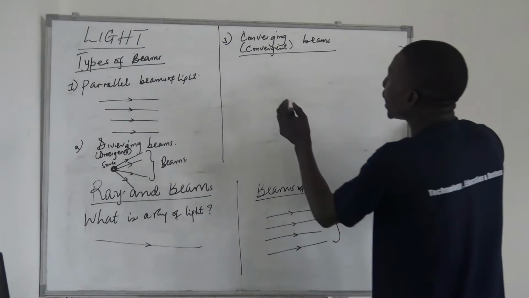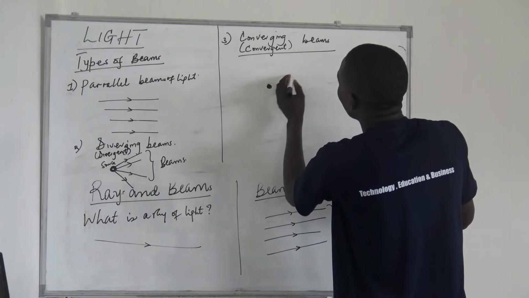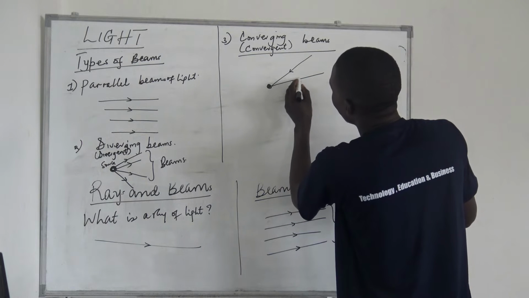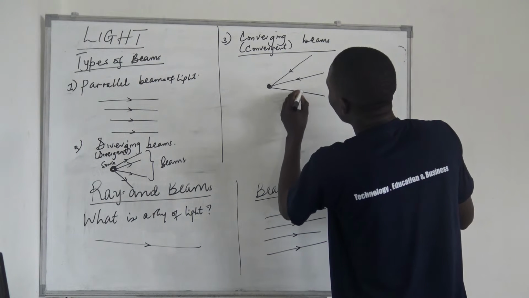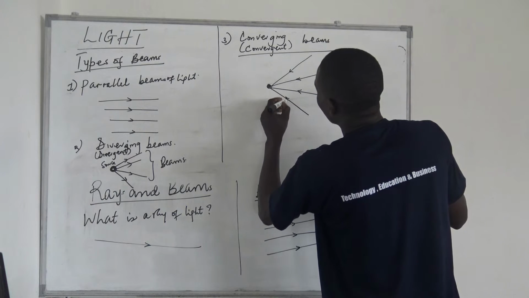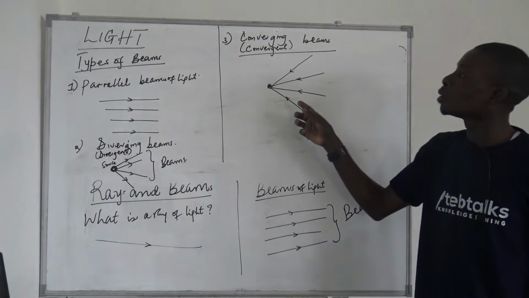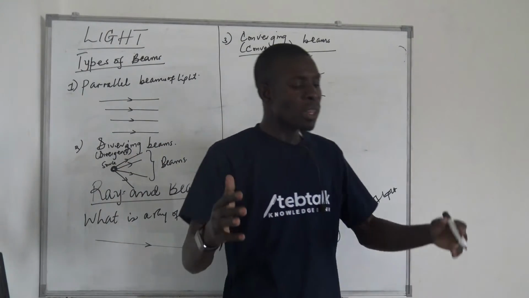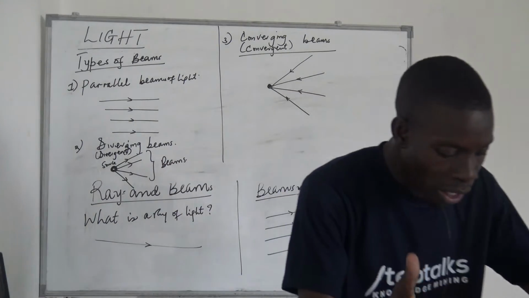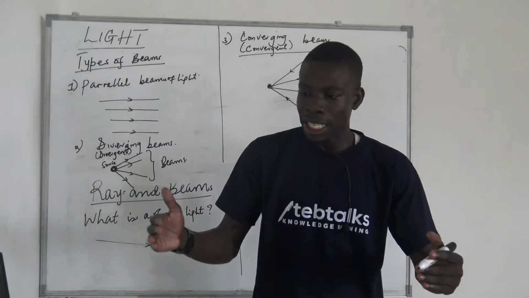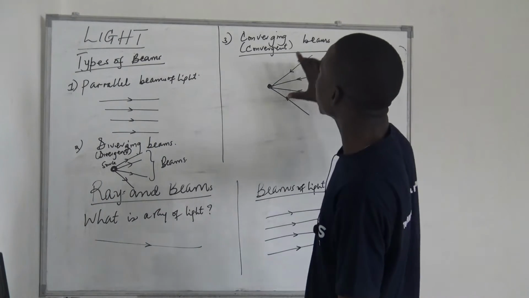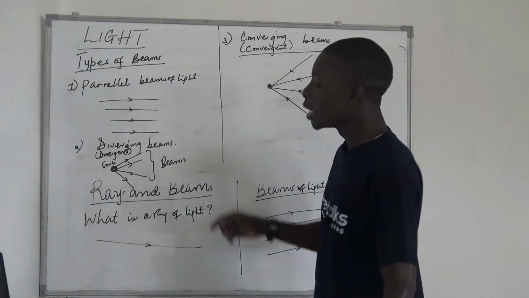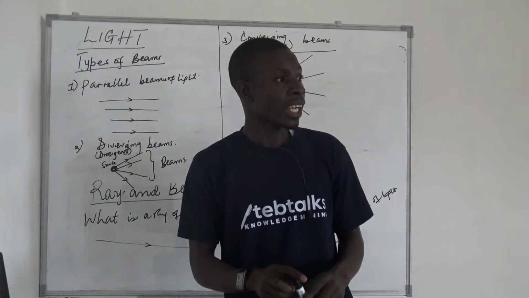An example, we can illustrate it like this. I can have light coming from here to that point, another one coming here to that point, another one from here to that point, and another one here to that point. This representation is for convergent beams of light. From the word convergent, we meet at a point. Even though the light comes from different sources, they meet at that common point.